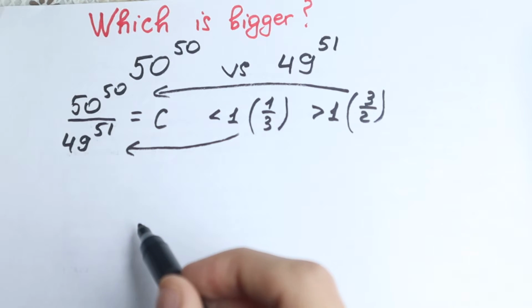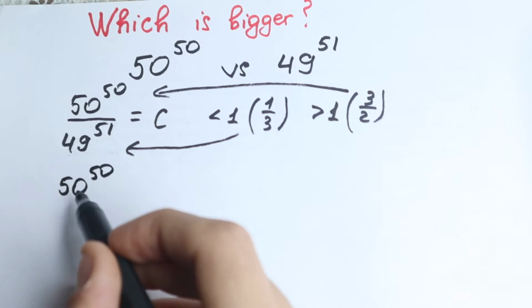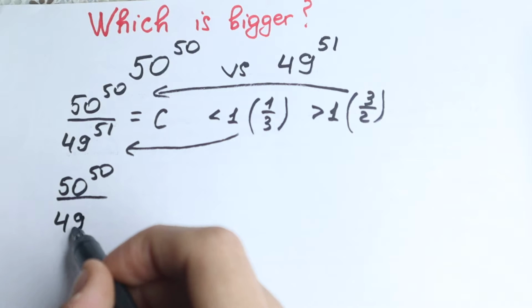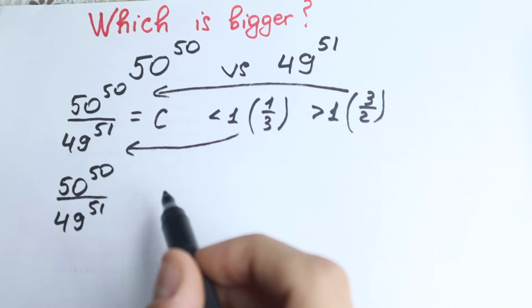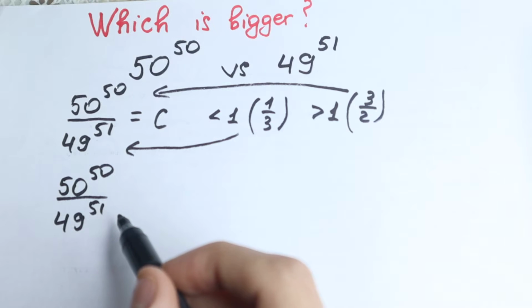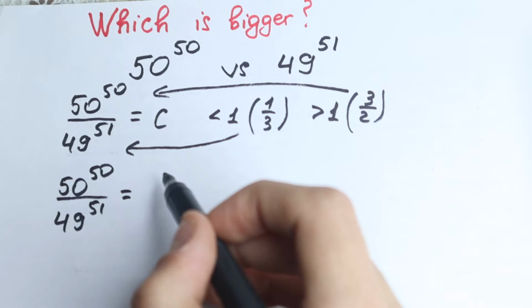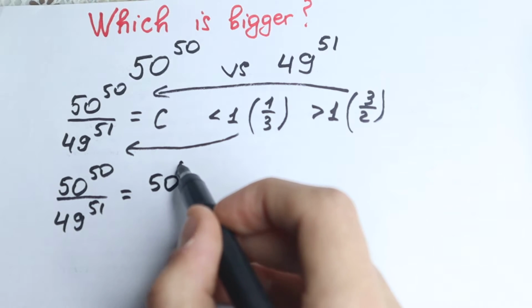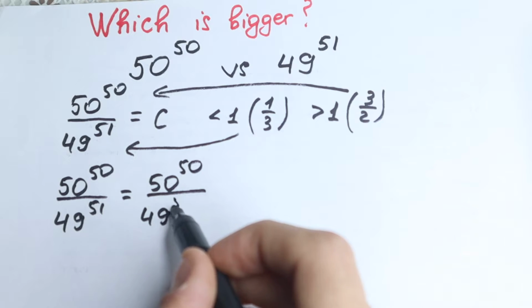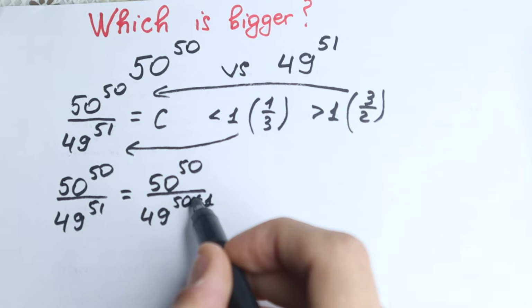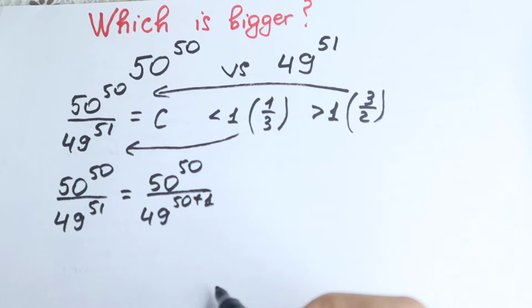Let's divide it step by step. We have 50 to the power 50 all over 49 to the power 51. On the first side we have completely different numbers, but the exponents 50 and 51 are close, so we can write 51 as 50 plus 1. So we have 50 to the power 50, and in the denominator 49 to the power 50 plus 1. We just did this trick, expressing 51 as 50 plus 1.